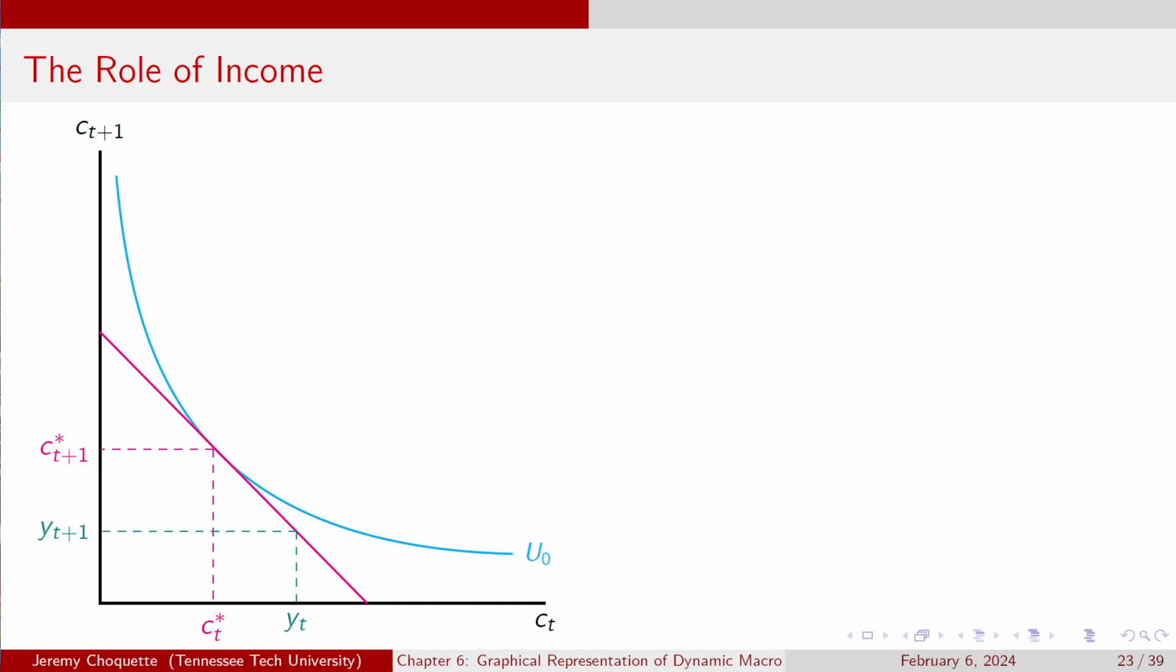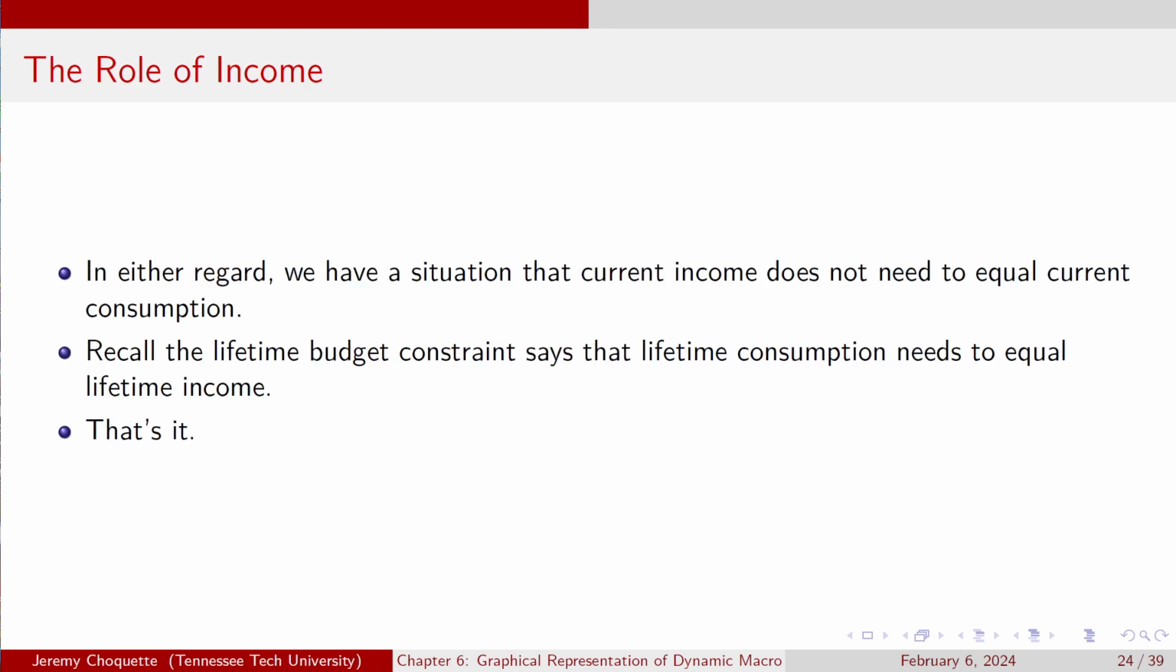Now, of course, is this an optimal thing? Because we've got this indifference curve here. Either way, we have a situation where current income doesn't need to be equal to current consumption. So the lifetime budget constraint says that lifetime consumption needs to equal lifetime income. That's it. So it's basically saying you don't get to die with any debt and you don't get to die with any additional savings. The sum of current and future consumption is equal to the sum of current and future income.